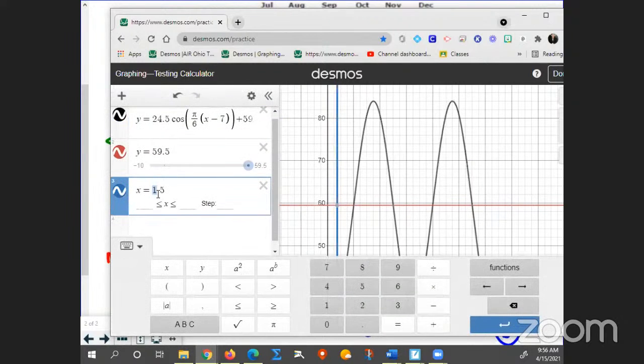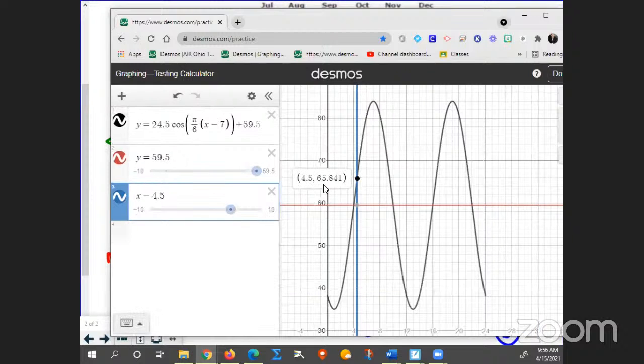If I put in 4.5, okay, we'll come over here. Look what it says it is. It would usually, the average is about 65.8. Today we're below average. Okay? But the average normally at this time of the year is about 65.8 degrees. So this is how you model something that repeats over and over and over. Okay? The same technique would be used for the low temperatures.